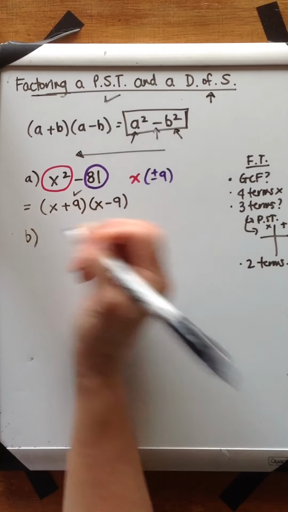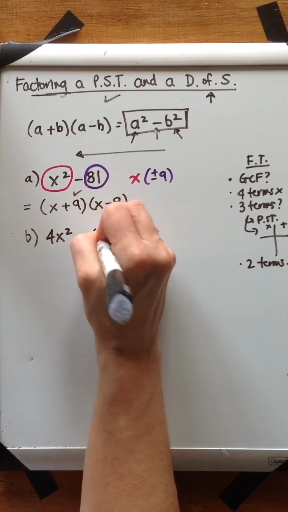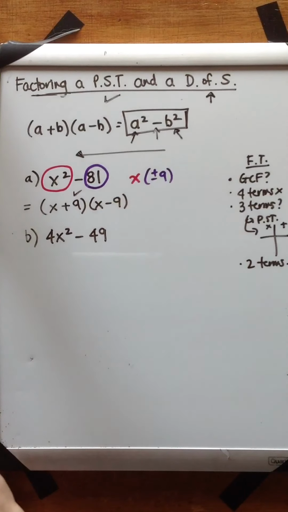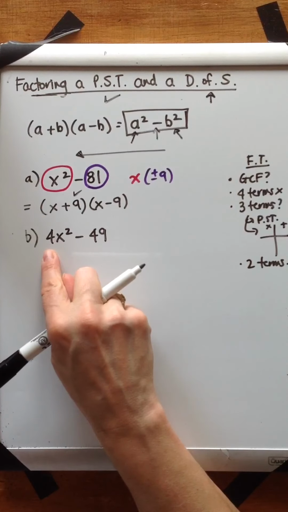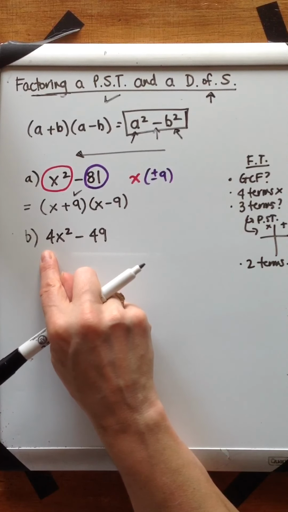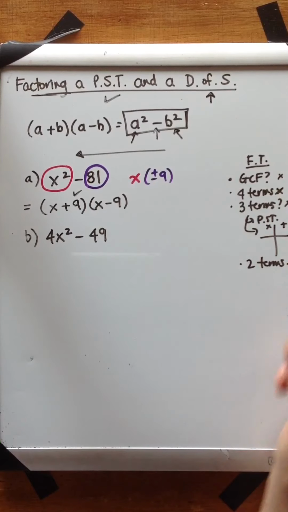Okay, let's take a look at another example. Let's do 4x squared minus 49. First of all, is there a greatest common factor? Well, out of 4, I can either take out 2 or 4, but neither of those is a factor of 49. I don't have 4 terms present. I don't have 3 terms present. I have 2 terms present.